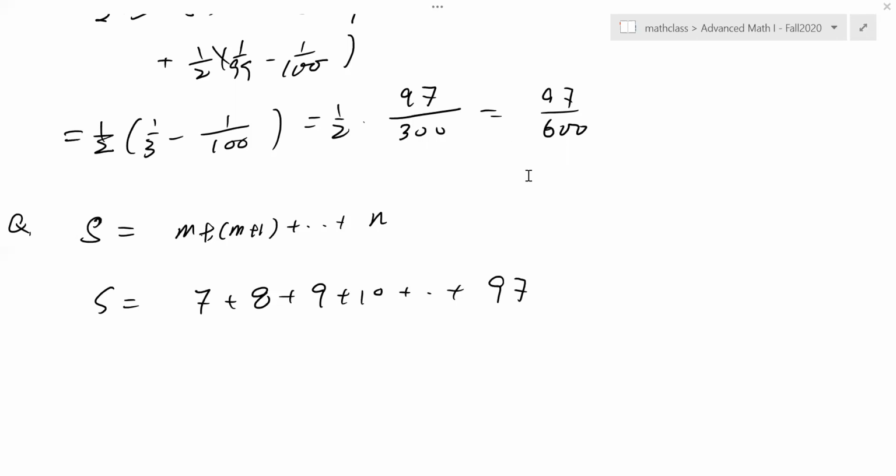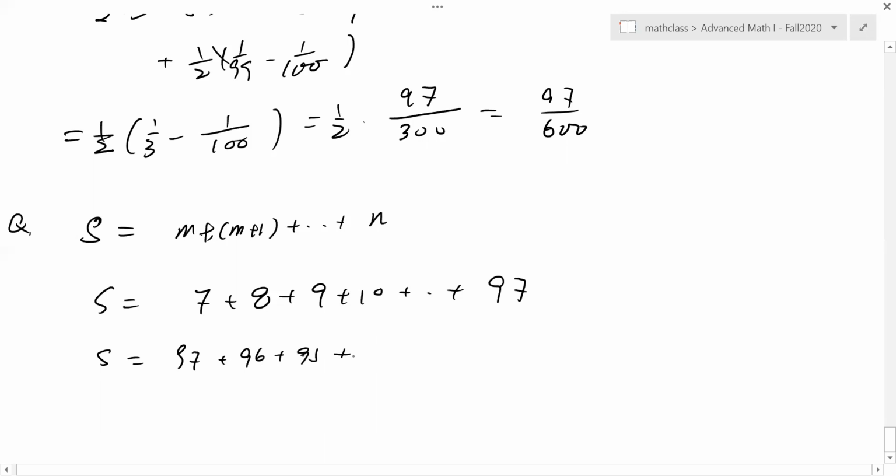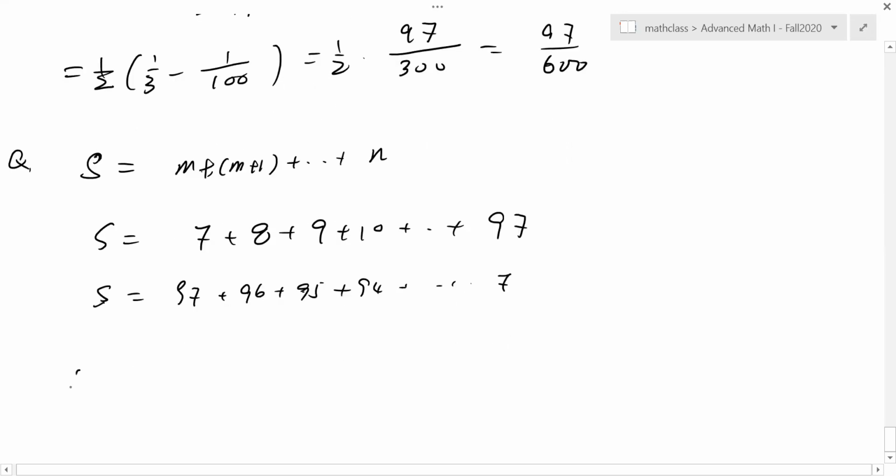Right. So the idea is that you need to count how many terms you have here. Okay, so you reverse the order: 97, 96, and 95, 94, and all the way to 7. When you add them together, this will be the first term and the last term, right? So 7 plus 97.